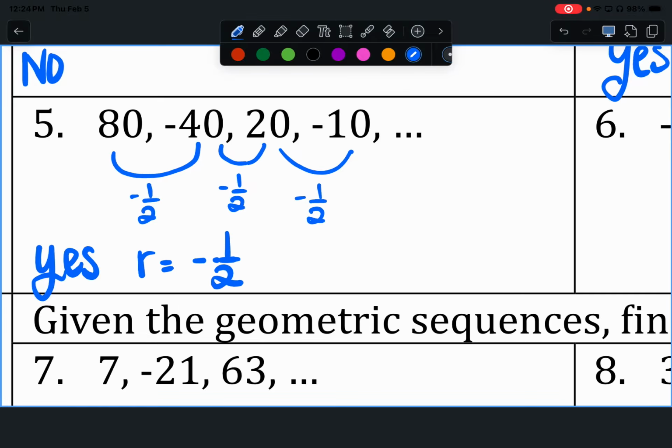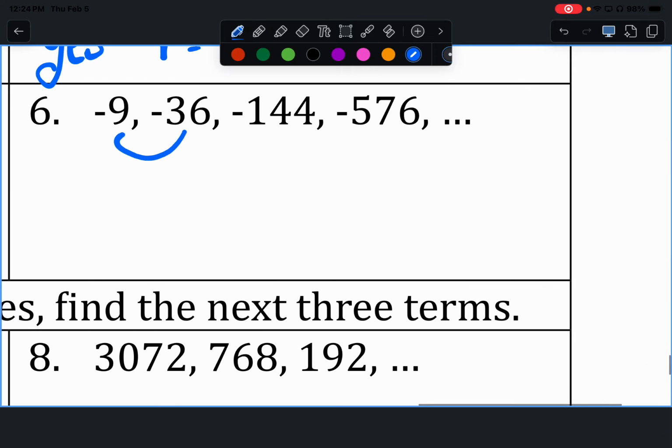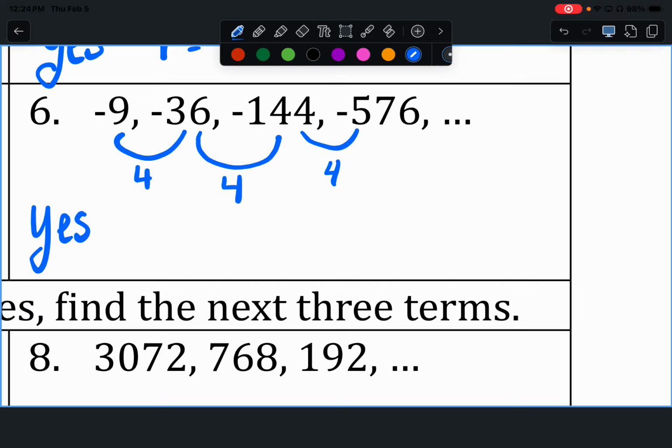Okay, so for number 6, what is negative 36 divided by negative 9? What is negative 144 divided by negative 36? Also 4. What is negative 576 divided by negative 144? Maybe 4. So is that a geometric sequence? Yes. Okay. And what is our ratio? 4. All right. So whenever it asks you to determine whether or not it is a geometric sequence, you need to check all the terms because the problem could happen in any of them.